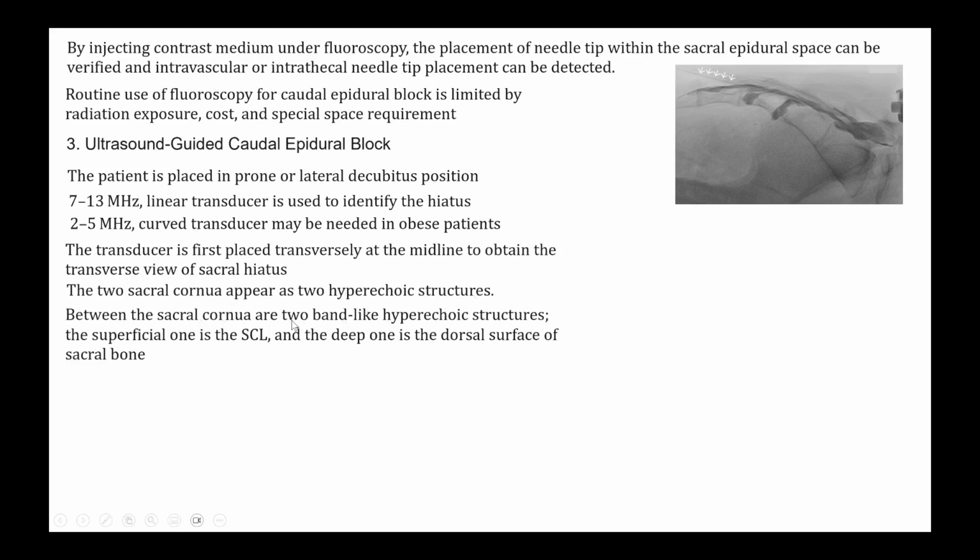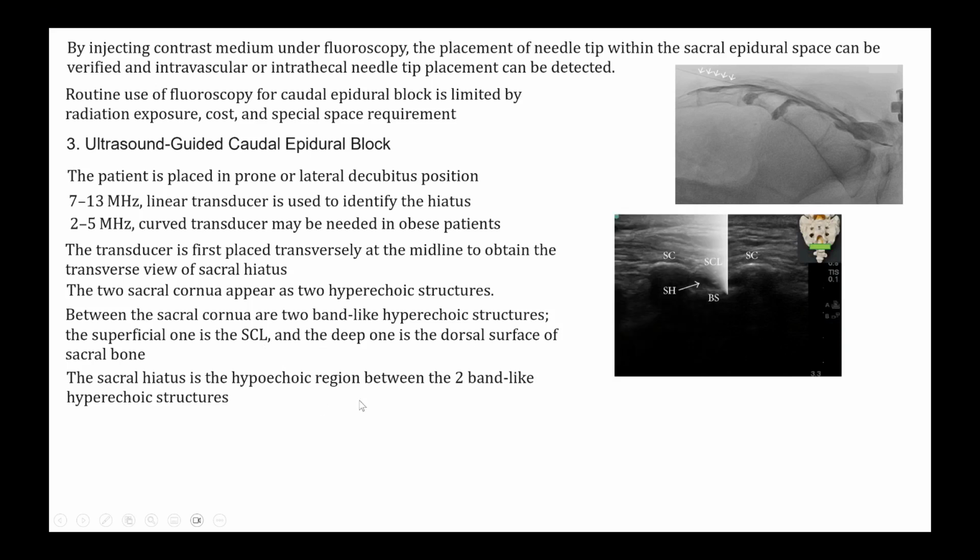And then between the two cornua, you will find a band-like hyperechoic structure, which is the sacrococcygeal ligament. And below that, you will find the dorsal surface of the sacral bone. So between the two cornua, below them, you have two structures to be identified. One is the sacrococcygeal ligament, and the second is the sacral bone. And the sacral hiatus is between these things. So you can see the transducer probe is in the transverse position like this, and you are seeing the two sacral cornua, and this is the sacrococcygeal membrane, and below that you have the sacral bone. So in between these two structures is the sacral hiatus.